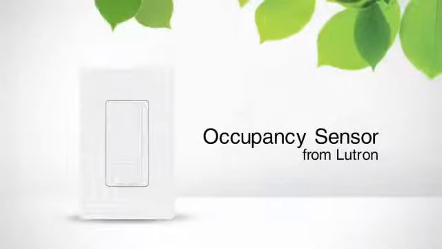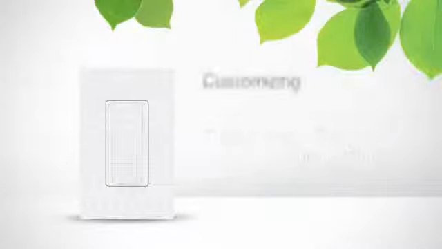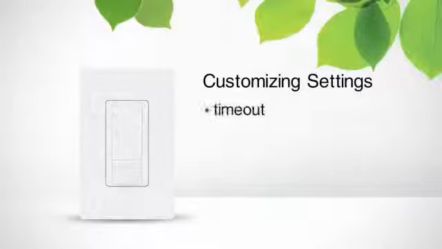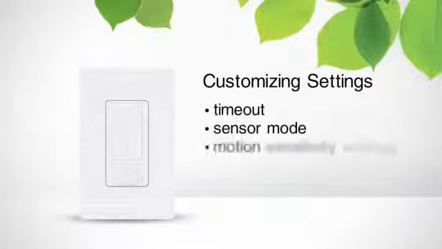Your Lutron occupancy sensor comes with standard default settings that you can easily customize to fit your needs. Here's how to change the timeout, sensor mode, and motion sensitivity settings.